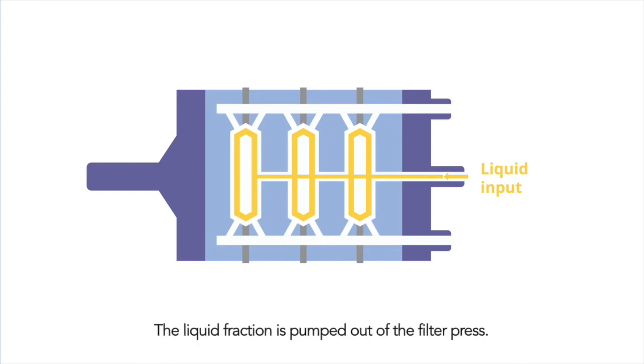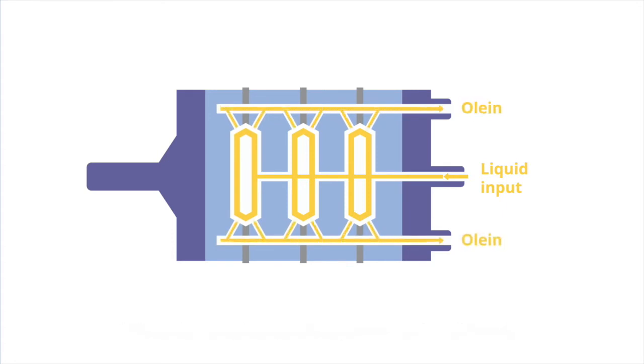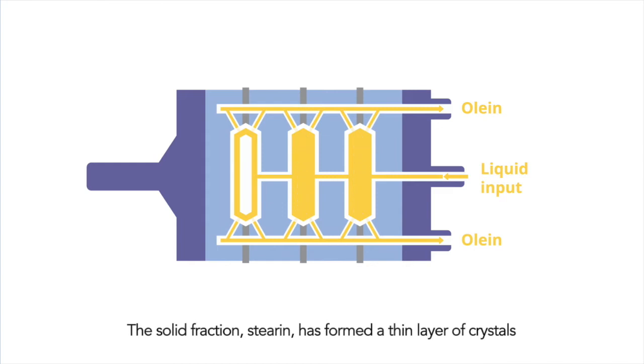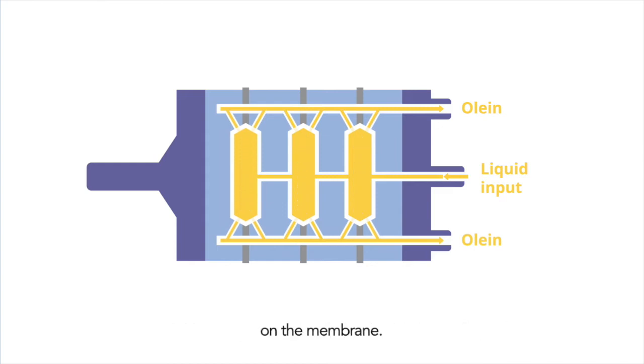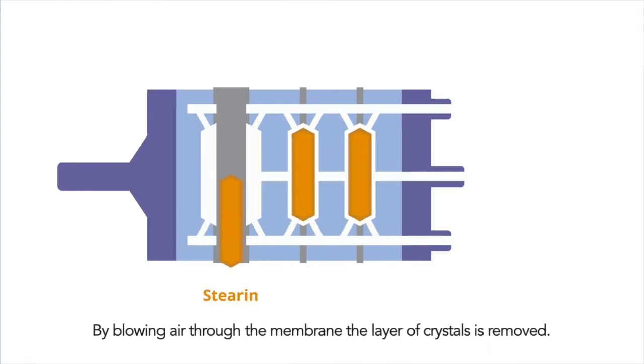The liquid fraction is pumped out of the filter press. This fraction is liquid at room temperature and is called olein. The solid fraction, stearin, has formed a thin layer of crystals on the membrane. By blowing air through the membrane, the layer of crystals is removed.